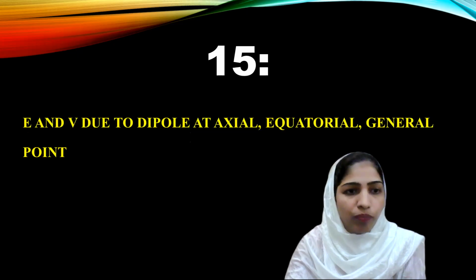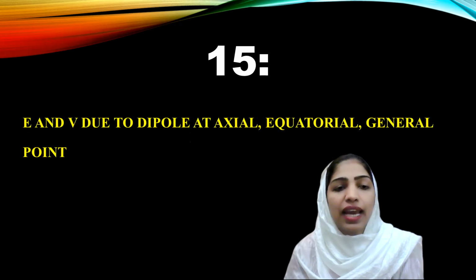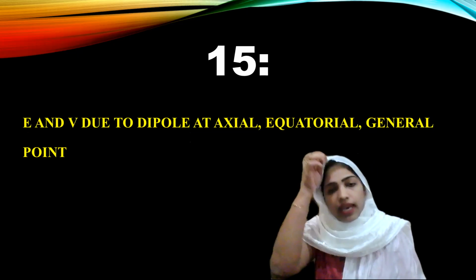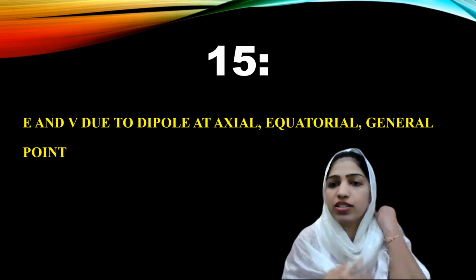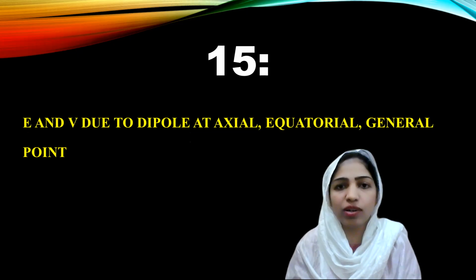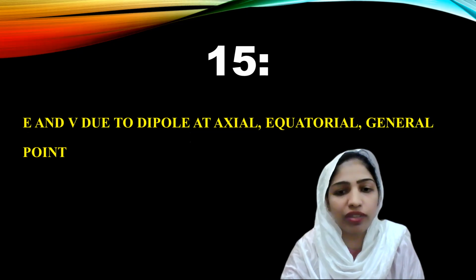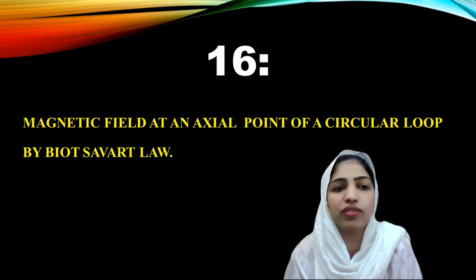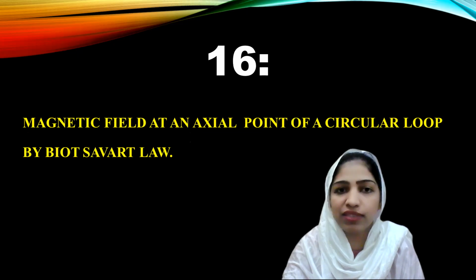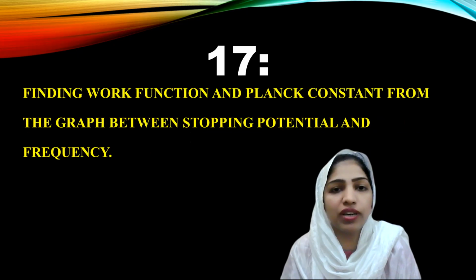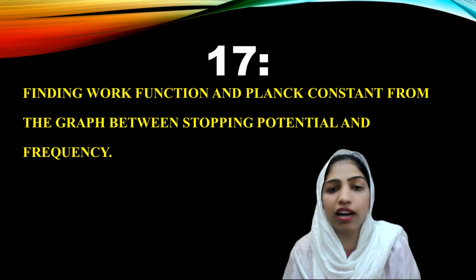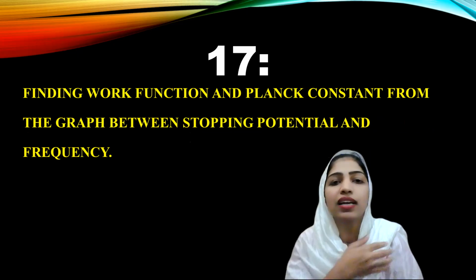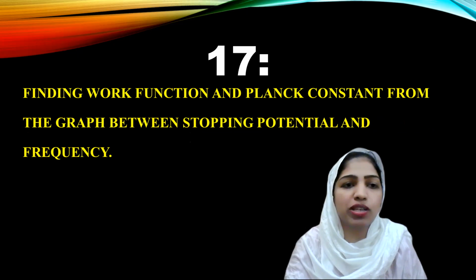Difference between interference and diffraction pattern, the graph is there, and the points of difference you can study in a tabular form. Next is electric field and potential due to dipole at axial point and at equatorial point, and for potential there is a derivation for electric potential at a general point also. One of the highly probable questions again, magnetic field at an axial point of a circular loop by using Biot-Savart law. Finding work function and Planck's constant from the graph between stopping potential and frequency, very important question, and that graph also needs to be studied.